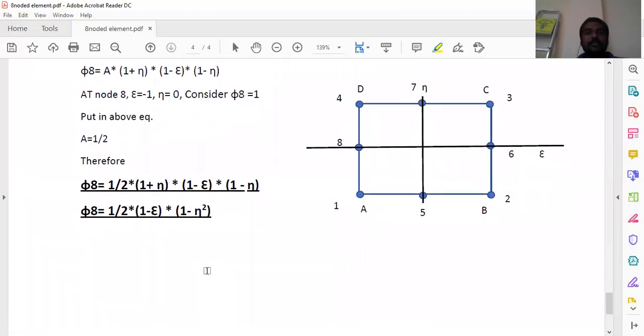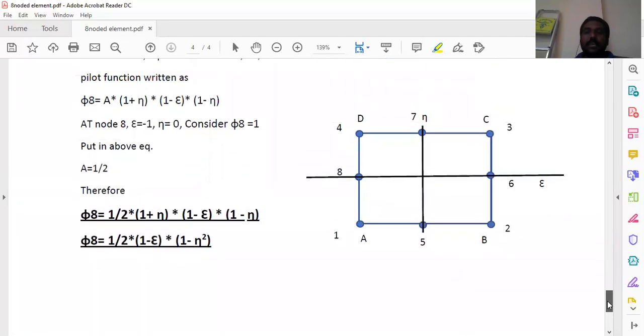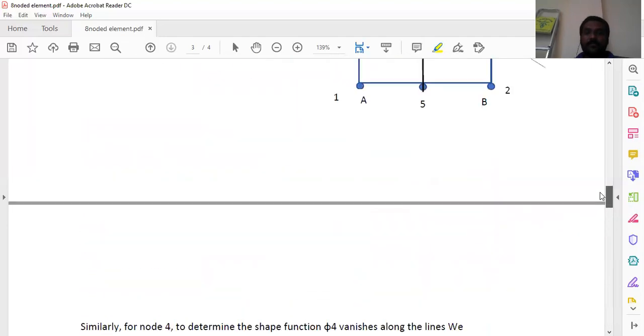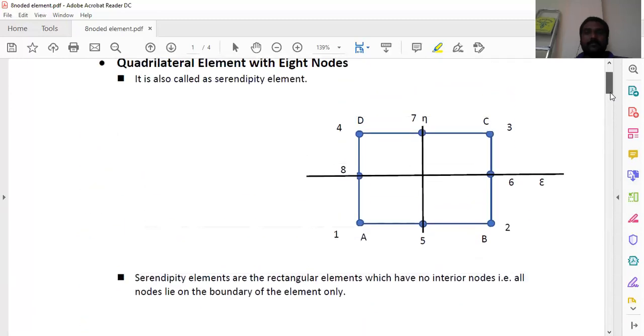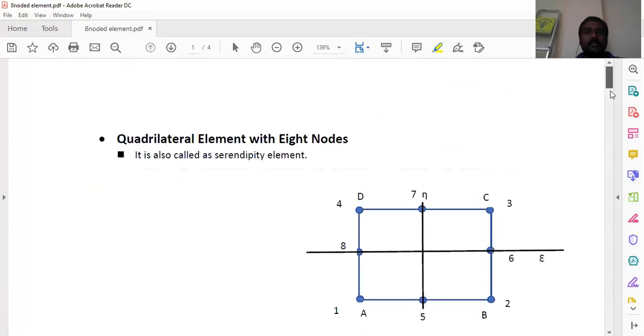So this is how we have calculated the shape functions for each node. Okay, thank you.